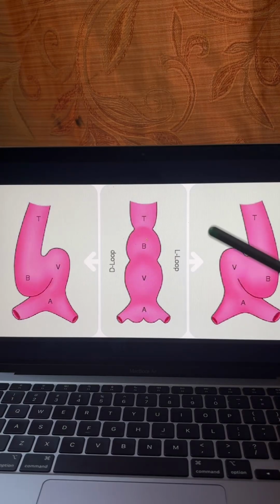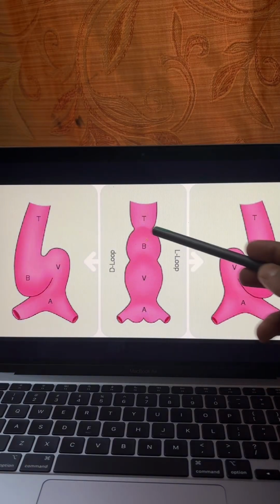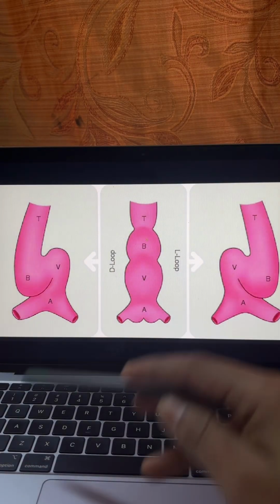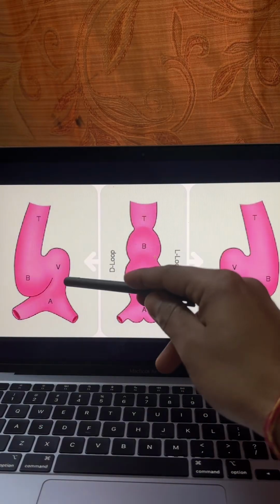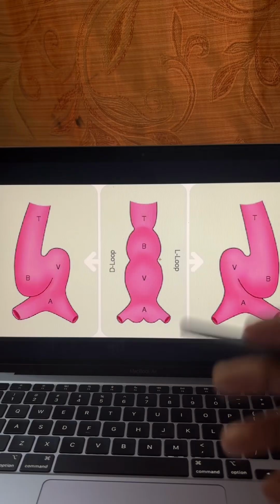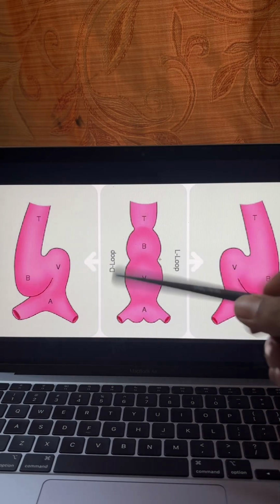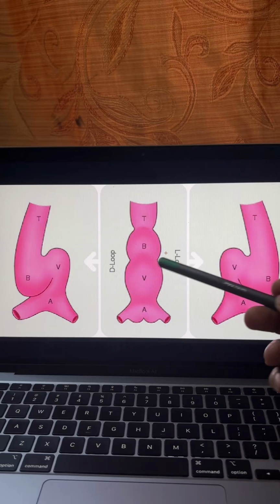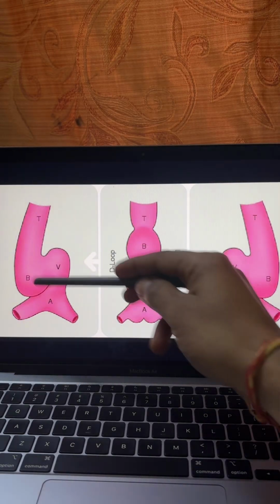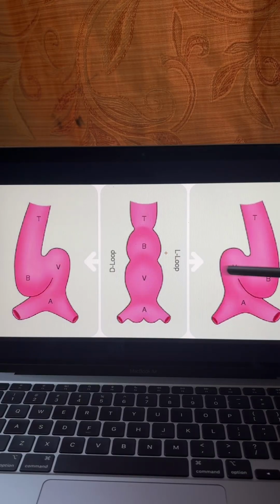If you wonder why heart looping happens, it is because the heart tube grows very fast but the space is very limited. So it bends and folds to fit inside the chest. Now we'll think about the direction of looping. This is the D loop and this is the L loop. The heart loops towards the right side, and this is D looping, called dextro looping. D is the right direction. This L looping is not the right direction.